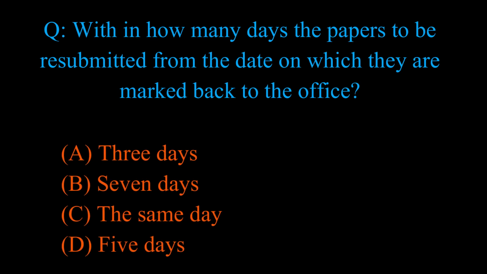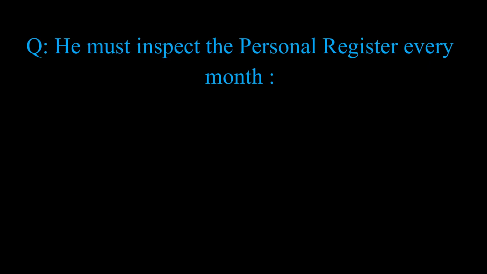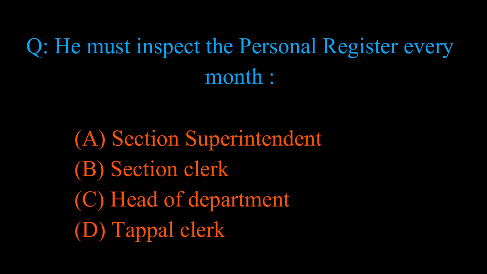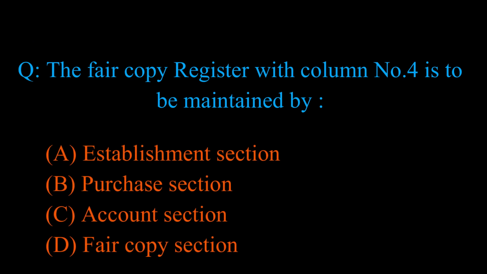Within how many days the papers are to be resubmitted from the date on which they are marked back to the office? D. 5 days. He must inspect the personal register every month. A. Section Superintendent. The fair copy register with column number 4 is to be maintained by dash. D. Fair copy section.